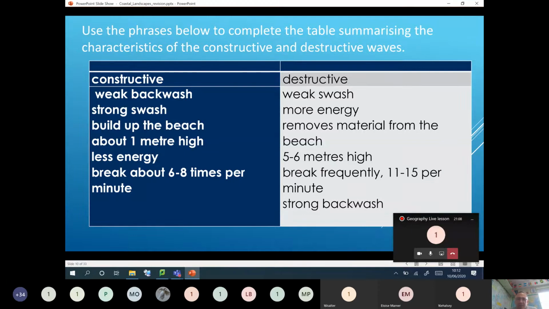Destructive: weak swash, more energy. So they remove material from the beach. They don't take it up, they drag that material back down the beach.